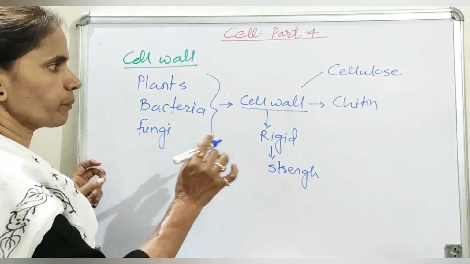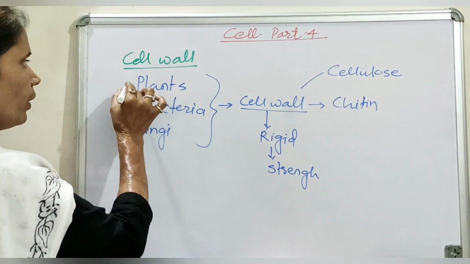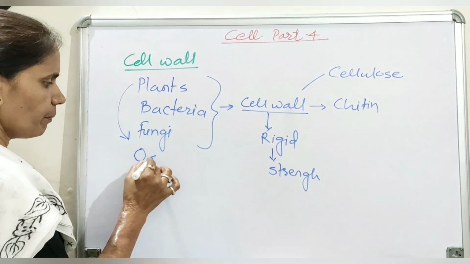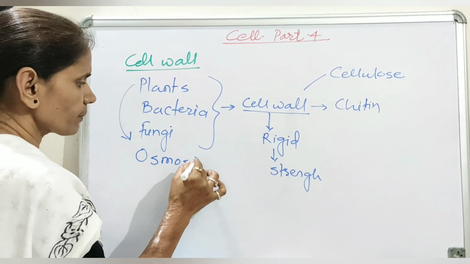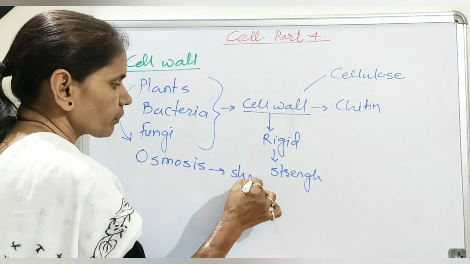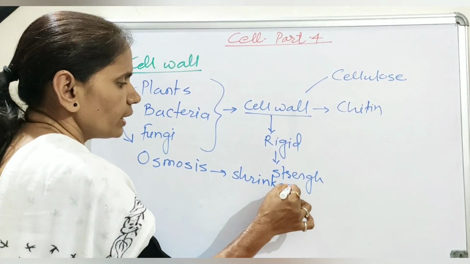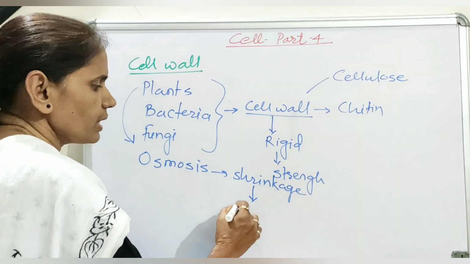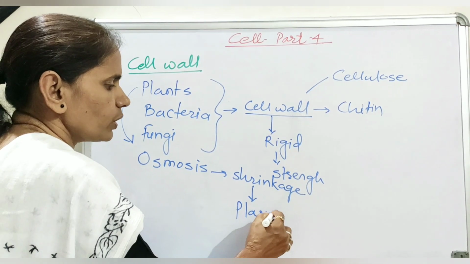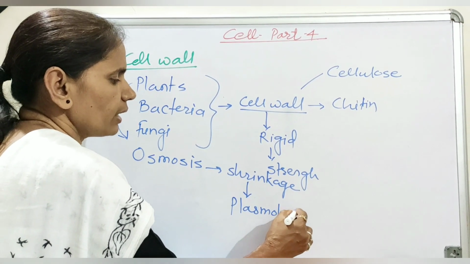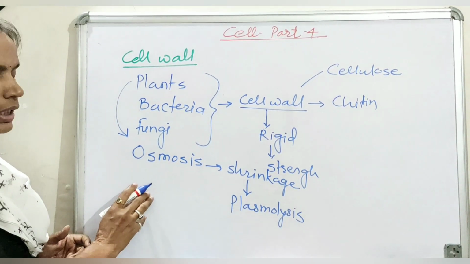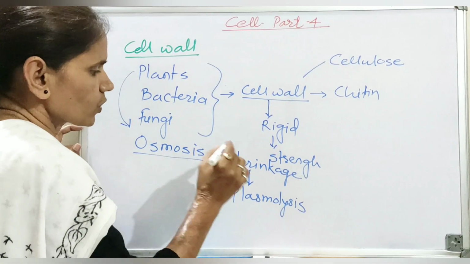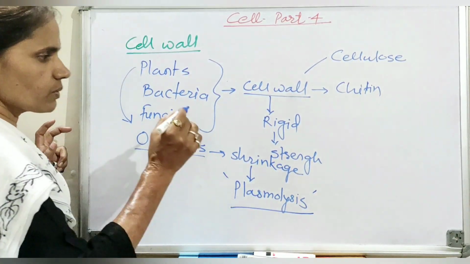a flexible structure. Now when cells, for example plant cells, lose water molecules by the process of osmosis, they undergo shrinkage. The shrinkage of the cellular contents from the cell wall is known as plasmolysis. So the separation of the cell content from the cell wall as a result of losing water molecules by the process of osmosis is known as plasmolysis.